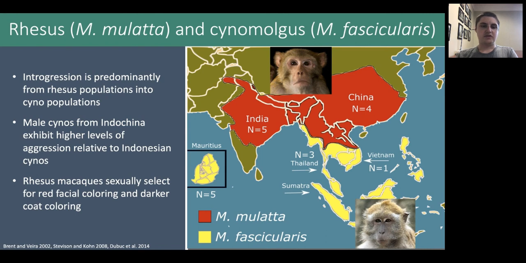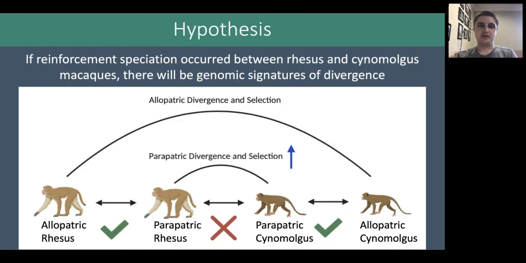And then on top of that, rhesus macaques sexually select for red facial coloring and darker coat coloring. And as I mentioned, red facial coloring is a trait specific to rhesus macaques and not cynos, so that suggests a sort of mating for one's own species. So my hypothesis basically is that if reinforcement speciation occurred between the rhesus and cynomolgus macaques, there will be genomic signatures of divergence and divergent selection. I detail this in this figure here, where I expect increased divergence between the parapatric rhesus and cynomolgus macaques, but no increase of divergent selection between the allopatric rhesus and cynomolgus macaques.